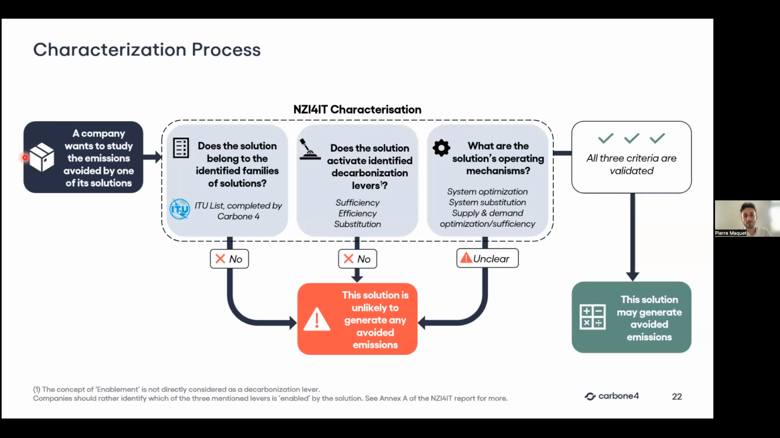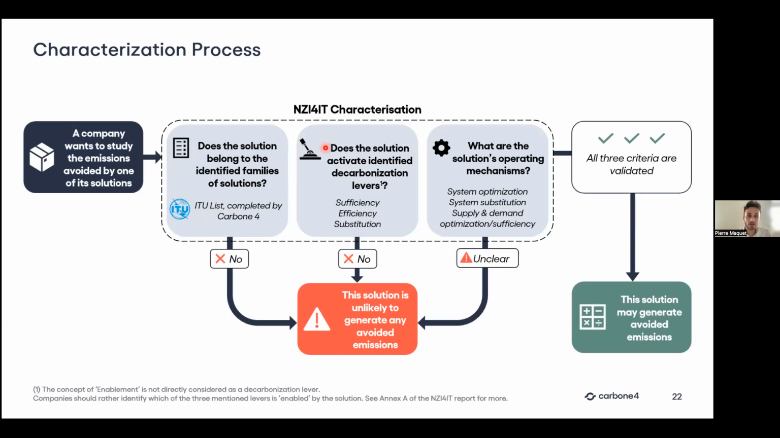So there is the first question about the families of solution. Does the solution belong to the identified families of solutions? In the report, you have a list of relevant families of solutions that is based on the ITU list, which is the International Telecommunication Union. And it provides the main categories of products that could, in theory, avoid emissions.